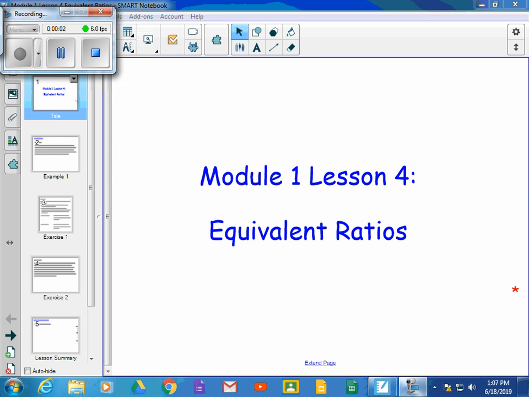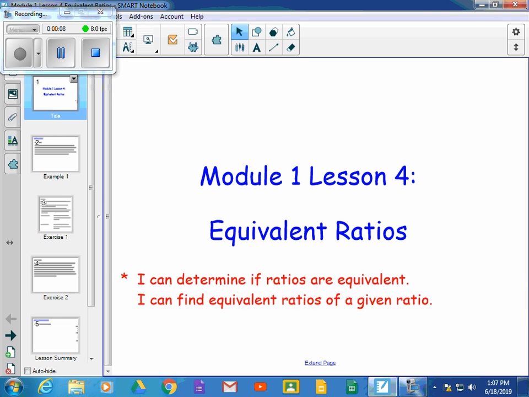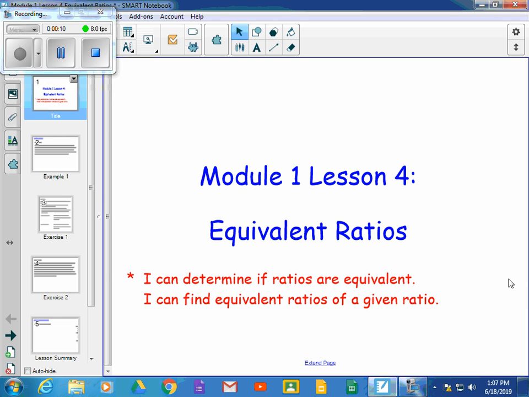This is Module 1, Lesson 4, Equivalent Ratios. The goals of this lesson are: I can determine if ratios are equivalent, and I can find equivalent ratios of a given ratio. Once again, as you watch this video, feel free to pause at any time, go back, or watch it again as many times as necessary, and make sure you take good notes as you watch the video. Let's now go to example number 1.